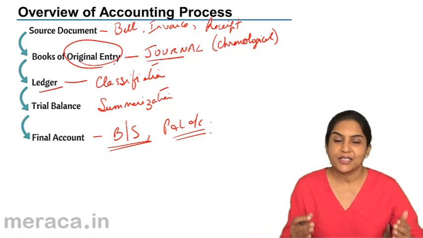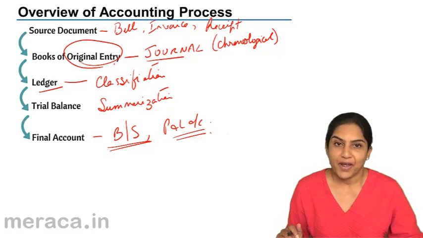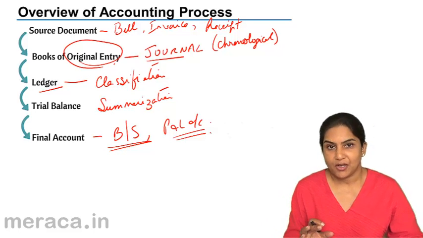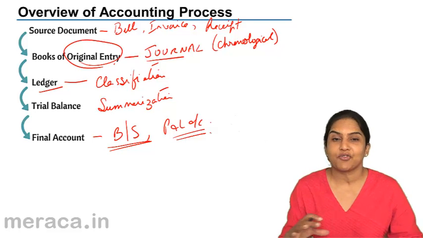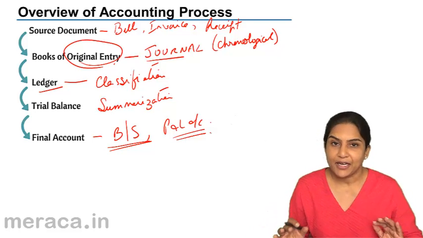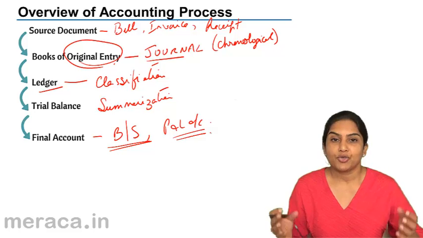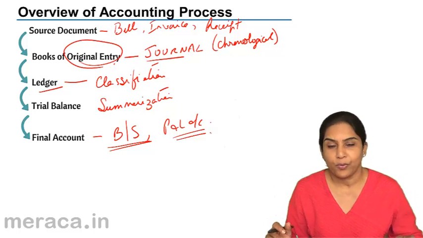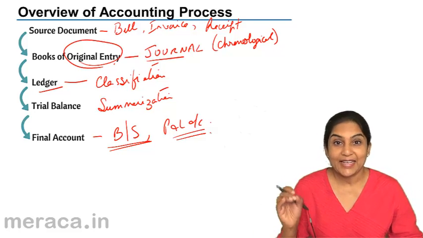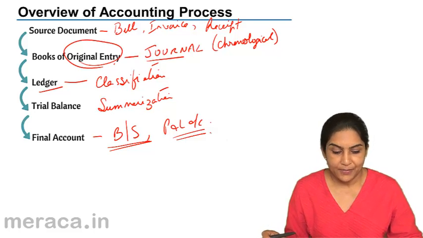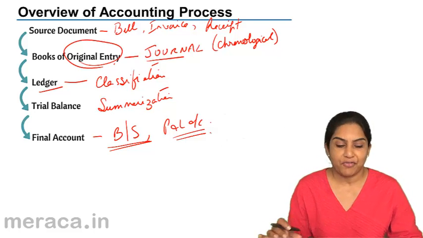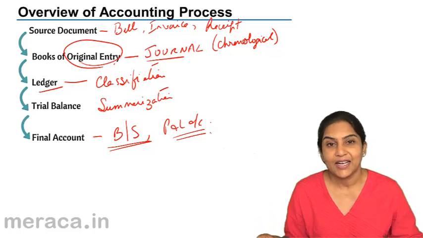From the trial balance, we move on to prepare final accounts, the profit and loss account, which will tell us the results of our business activities, and a balance sheet, which will tell us how much we own and how much we owe as on a particular date, as at the end of the year. The discussion on final accounts we will take up in a later session.